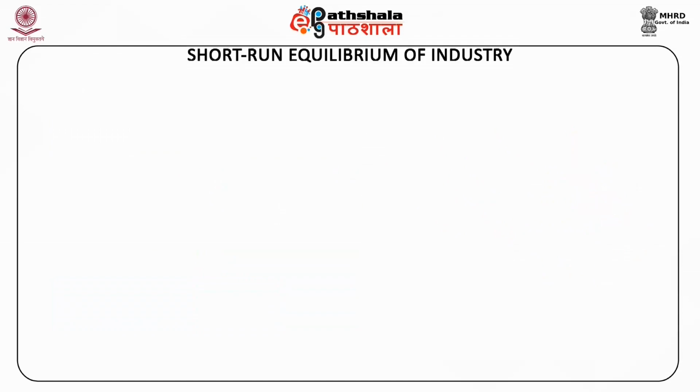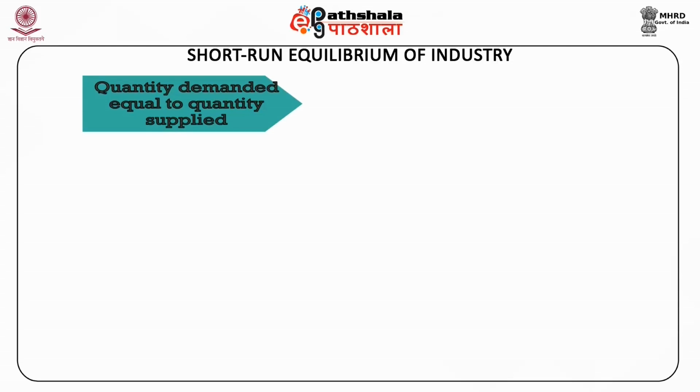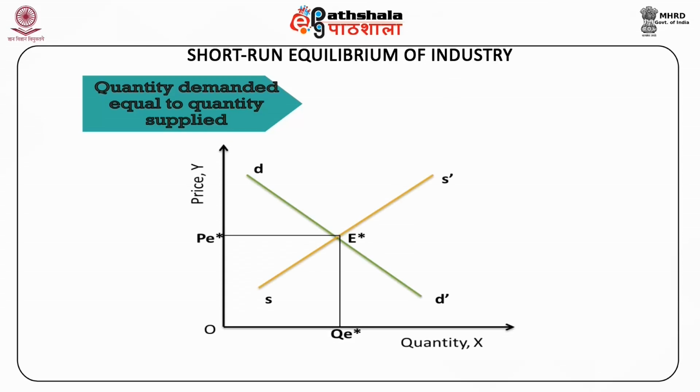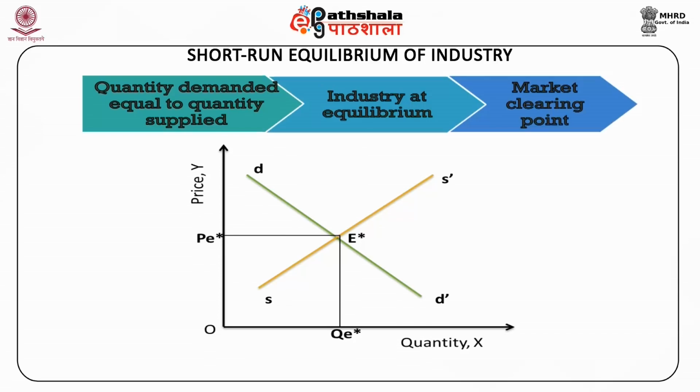closed down. In the short run, the industry will be in equilibrium at the price at which quantity demanded will be equal to the quantity supplied, and at that price the market clears. In the figure, DD dash represents the industry demand curve and SS dash represents the industry supply curve.